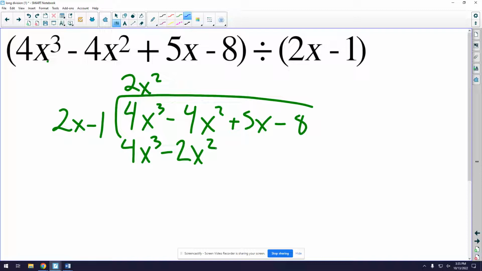Okay, now I'm going to subtract both of those things. 4 minus 4 is 0, and my x to the third is gone. Negative 4 minus negative 2. Two negatives make a plus. So negative 4 plus 2 is negative 2x squared. Bring down everything left.